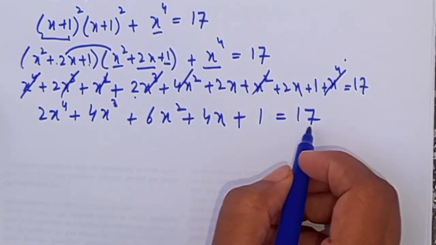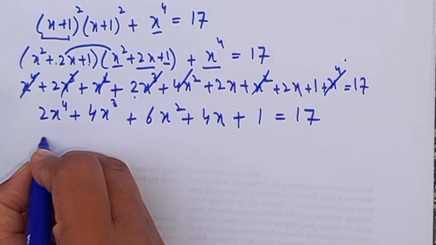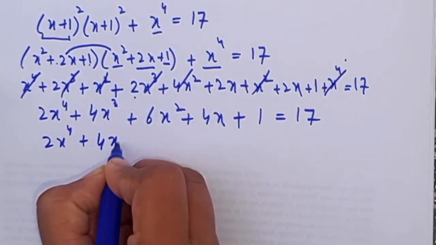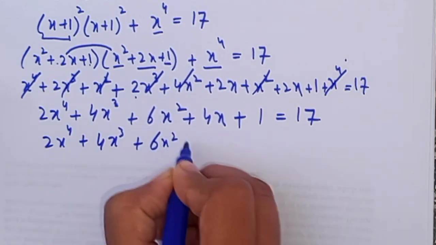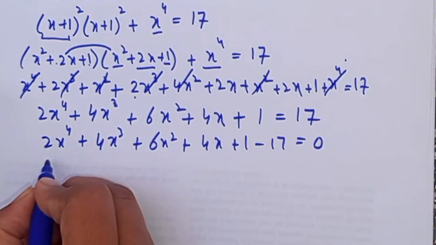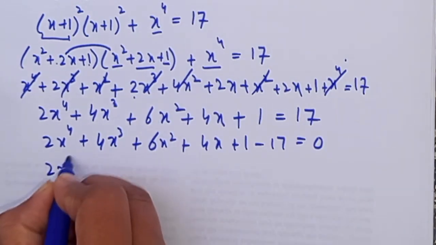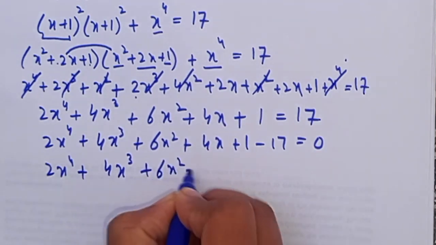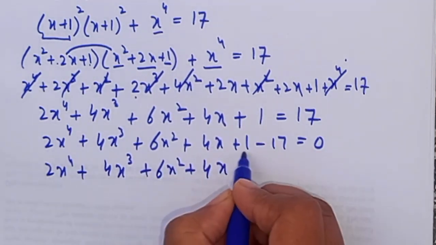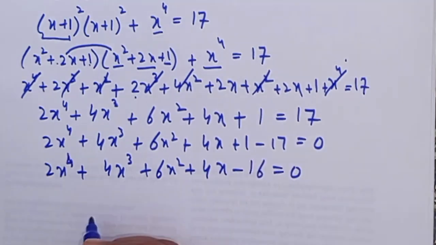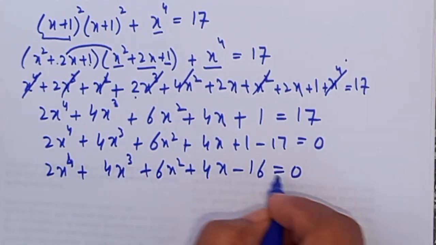Now in the next step we subtract 17 on both sides of this equation. So this is 2x^4 + 4x^3 + 6x^2 + 4x + 1 - 17 = 0. Now we copy this value: 2x^4 + 4x^3 + 6x^2 + 4x + 1 - 17 is minus 16, equal to 0. Now in the next step we use synthetic division on the above equation.